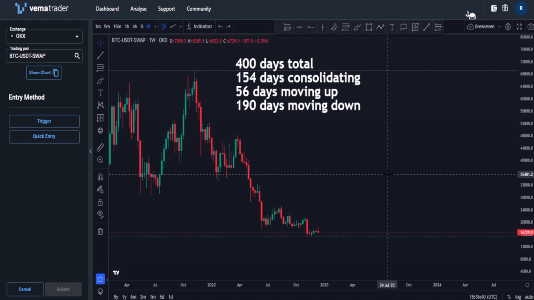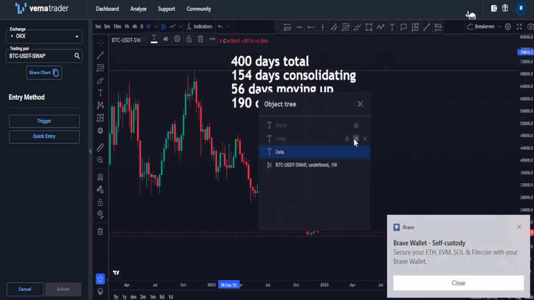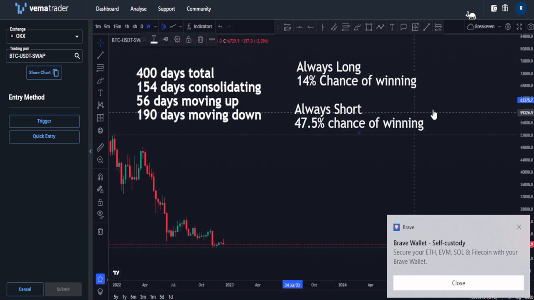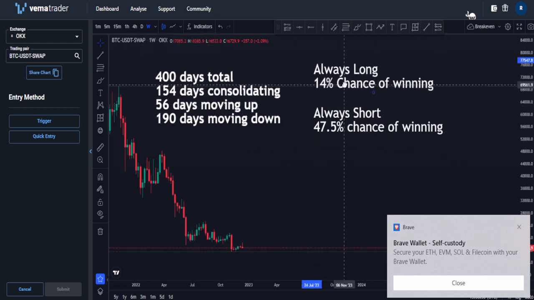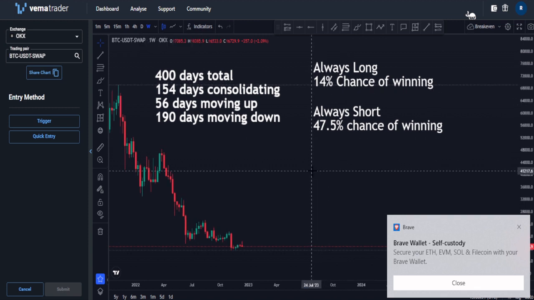So what we can then do with these numbers is look at the percentage of time that price was moving up and down. So let's say that you just decided to go long every single day. Price was moving up 14% of the time. So you would have a pretty poor chance of winning. If you decide to just go short every single day, price was moving down 47.5% of the time. So it's still worse than 50-50, but it is much, much higher than the always long case.